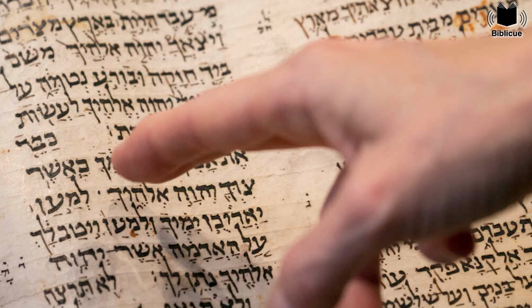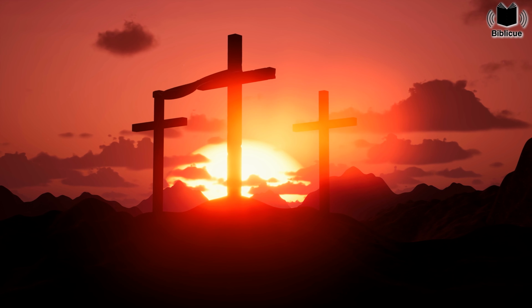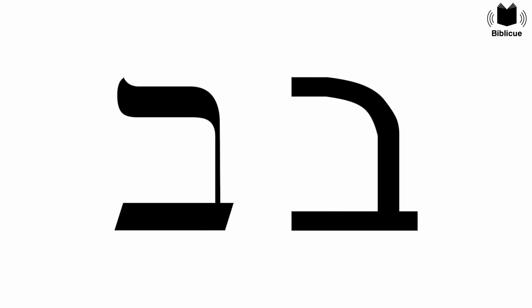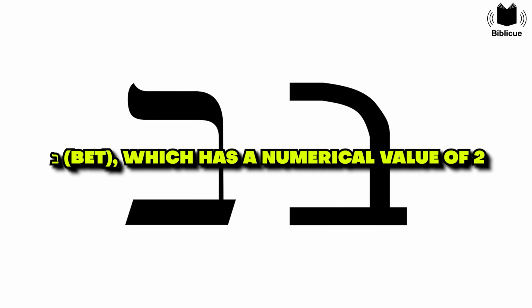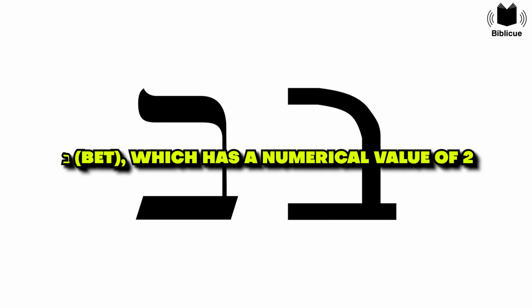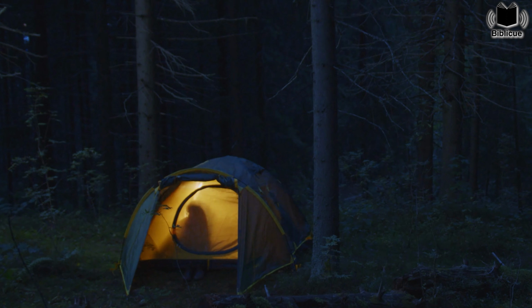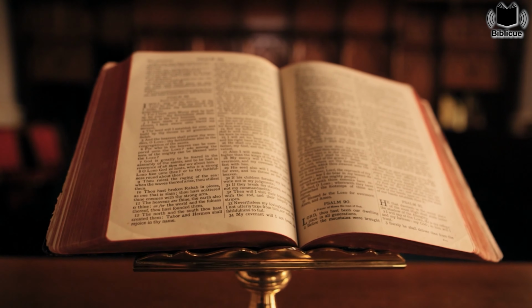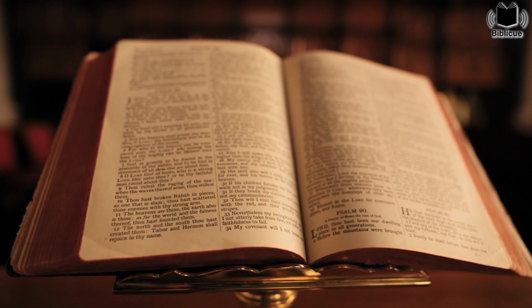Well, if we look at the Hebrew letters that make up this word, we can find some hidden clues that point to Jesus and his death on the cross. Let's take a closer look at each letter. The first letter is bet, which has a numerical value of 2. It also represents a house or a tent, as well as a blessing. In Aramaic, this letter is written as B and pronounced as Beth.